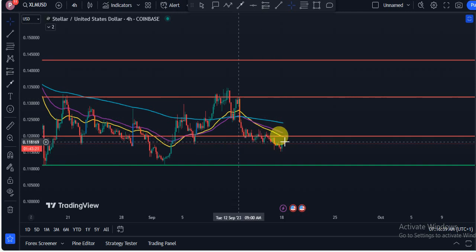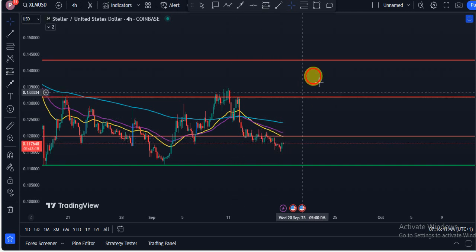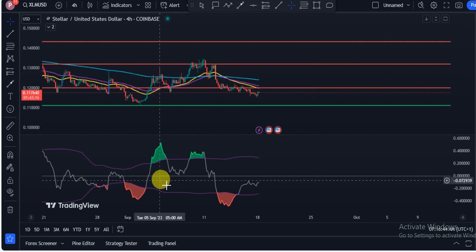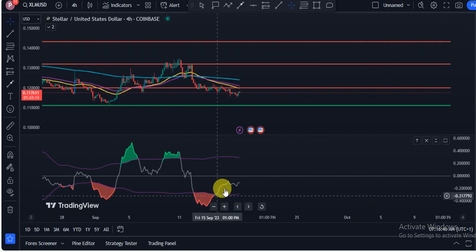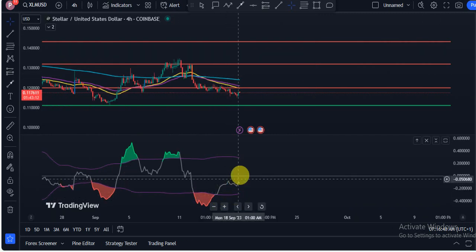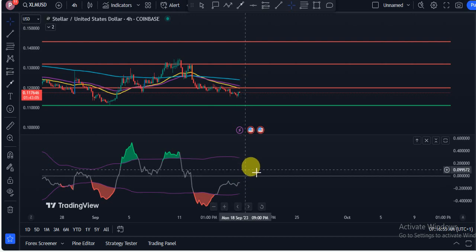EMA. So we could see that push to the downside, because if we also check our oscillator, as you can see, we were overbought. We are pushing to the downside, but we are not above this. We need to come above this zero level to see that push to the upside.